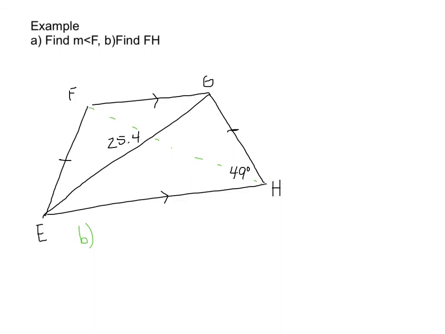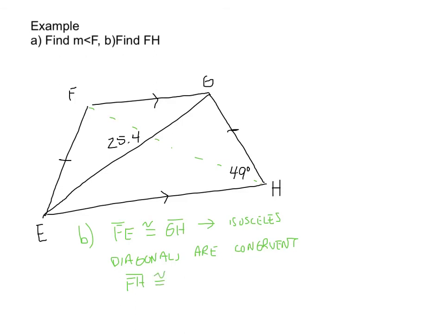Now, just like last time, we notice that FE is congruent to GH, and so we know that this is an isosceles trapezoid. Obviously, we didn't change anything, so it's still isosceles, meaning we can use our theorems from before again. These theorems tell us that since this is isosceles, the diagonals are congruent. So this could just be as simple as saying that FH is congruent to EG. And now we know that FH is equal to 25.4 because EG was 25.4.